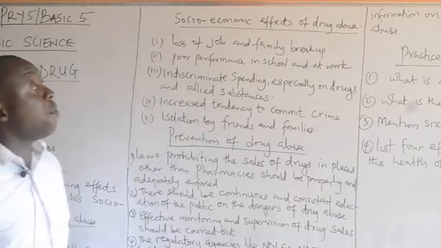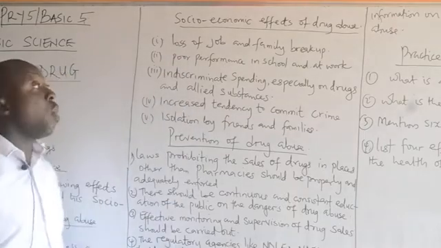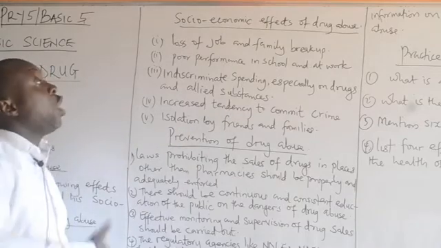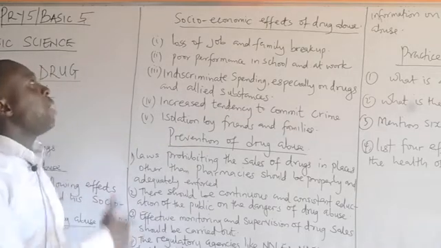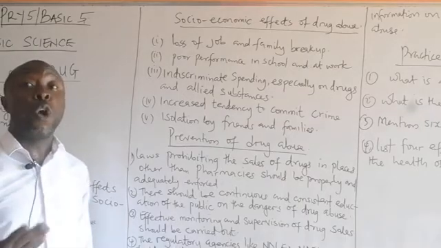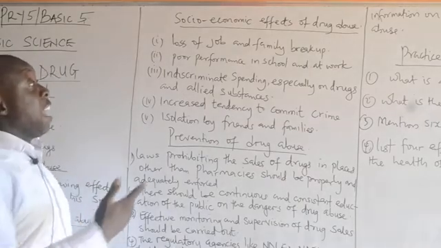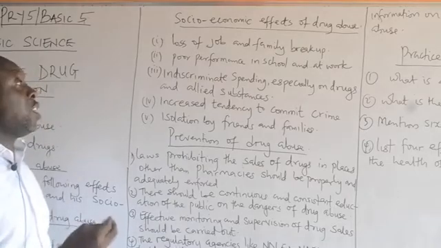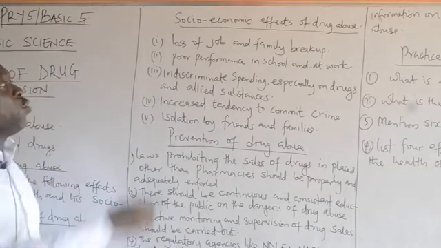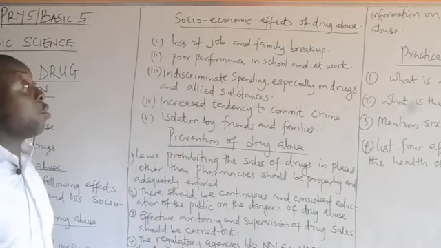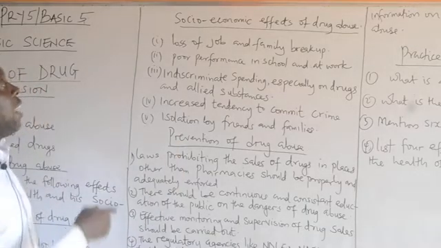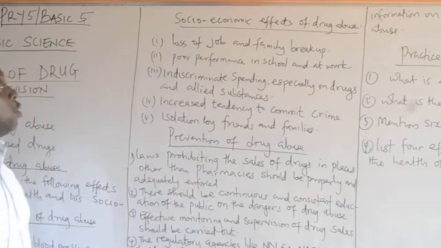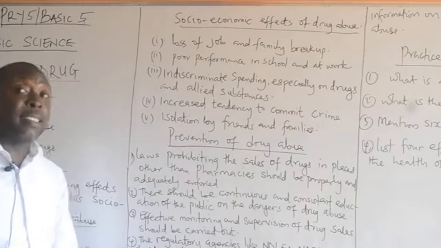We have poor performance in school and at work. Some of these persons that abuse drugs, you see them, they don't do well in school. In terms of their performance, they perform poorly. Even in their places of work, some of them are not serious with their jobs. So it can lead to poor performance in school and at work. Then thirdly, we'll have indiscriminate spending, especially on drugs and allied substances.